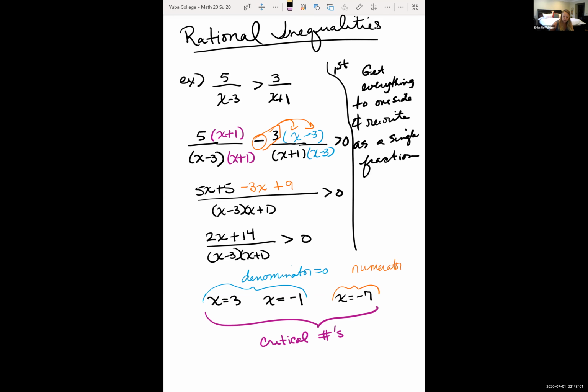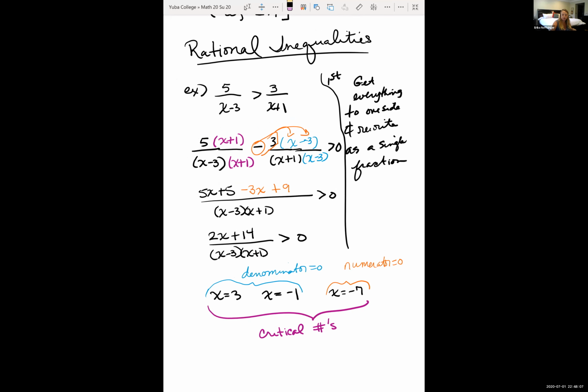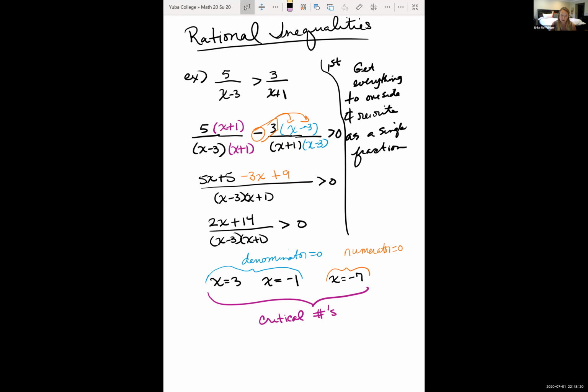We can only do this when it's a single fraction. One error is students like to cancel fractions with inequalities. And if you did that, if you multiply both sides by your LCD there, then you don't see those critical numbers that set the denominator equal to 0 and where our vertical asymptotes would be if we graph that function.